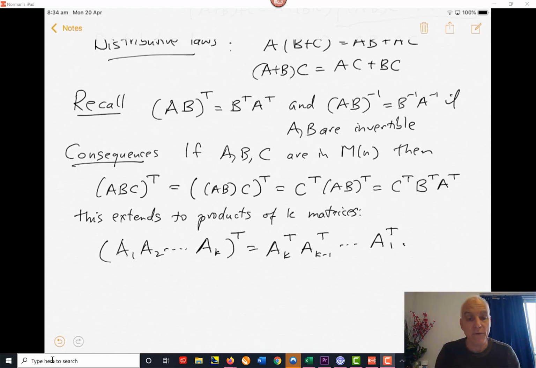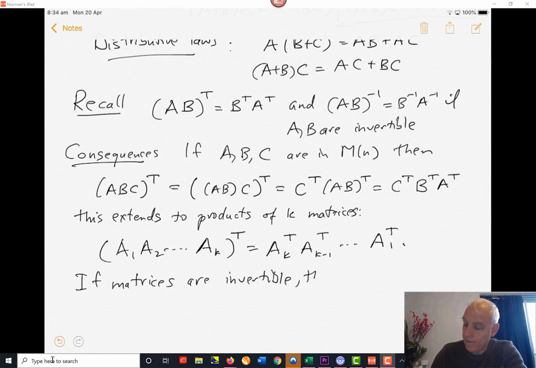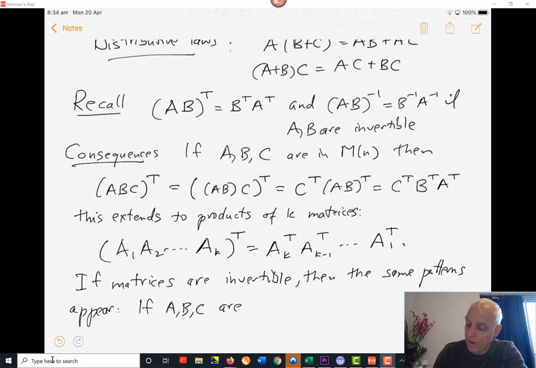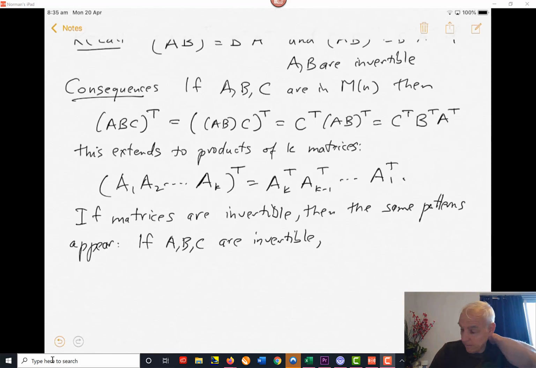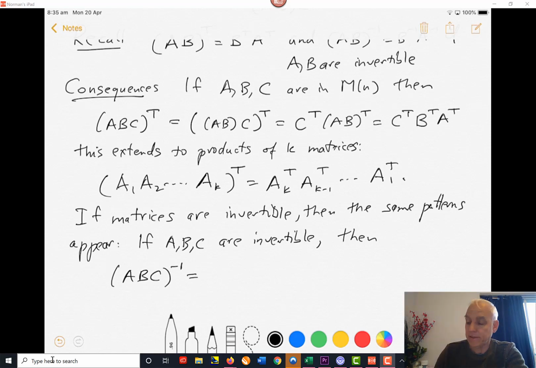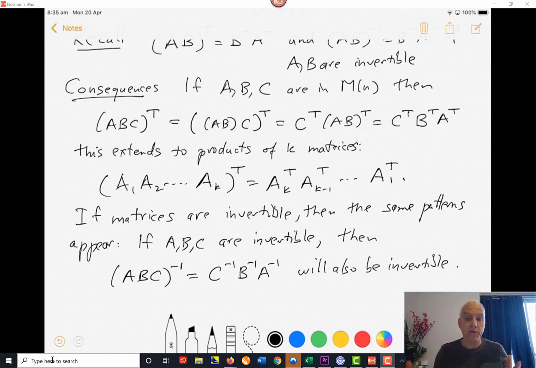Now, a very similar thing happens with inverses. So if matrices are invertible, then the same patterns appear. So exactly the same argument. If A and B and C are invertible, for example, if we have three of them, then the product ABC, its inverse is going to be, well, it's exactly the same argument, it will give us C inverse times B inverse times A inverse. And that will also be invertible. And we can generalize that to products of k matrices, as long as they're all invertible.